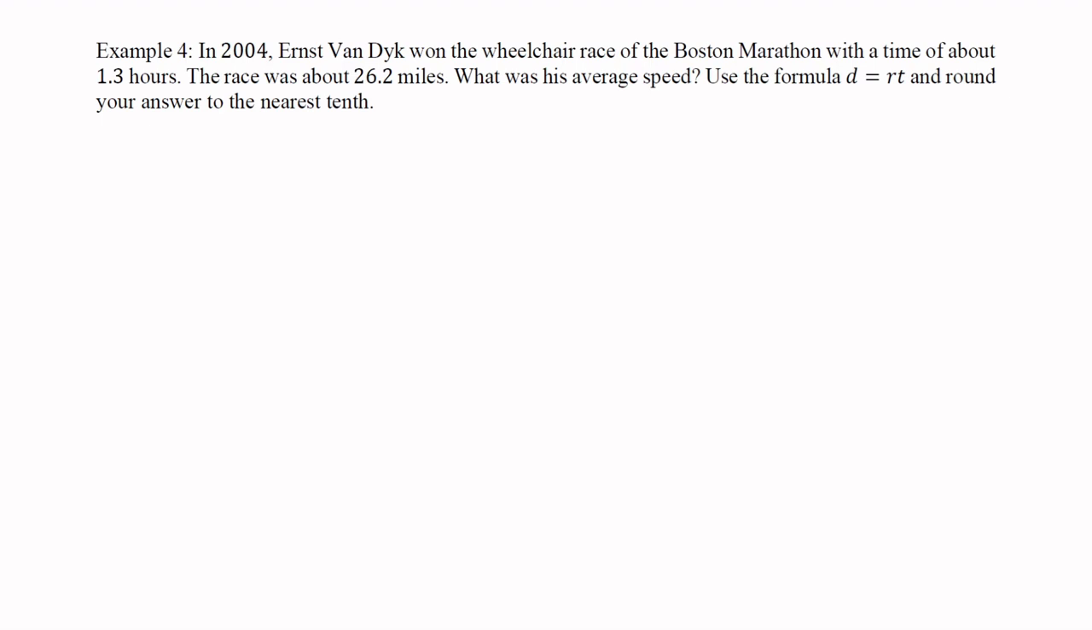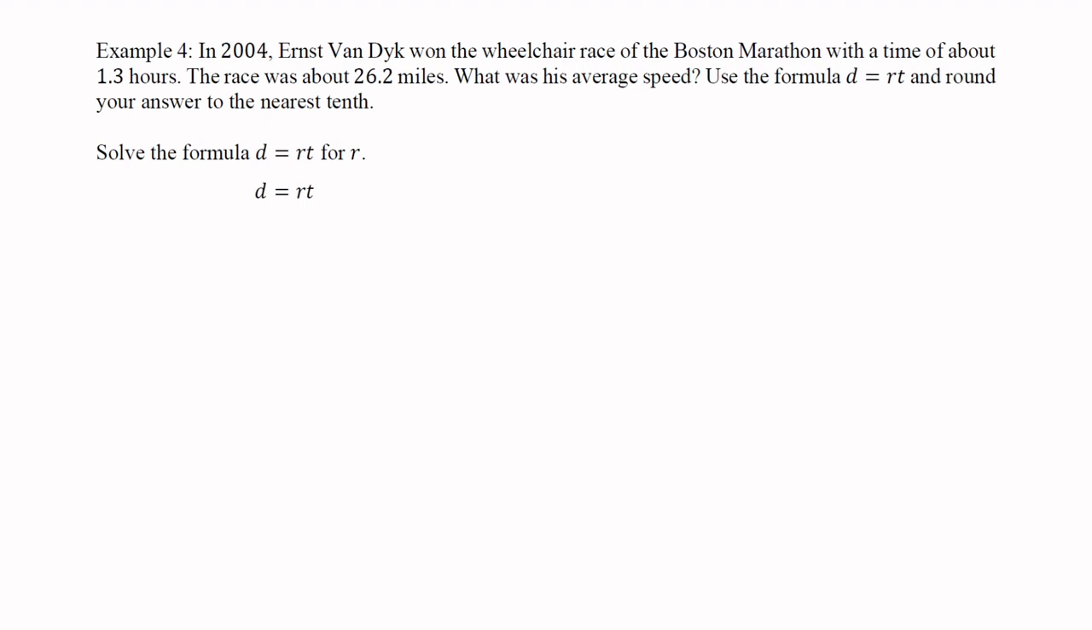1.3 hours. The race was about 26.2 miles. What is his average speed? Use the formula d equals rt and round your answer to the nearest tenth. So we're going to start off with our formula, and we need to find out what his average speed is. Okay, so we need to find out what his rate is, because speed is a rate.